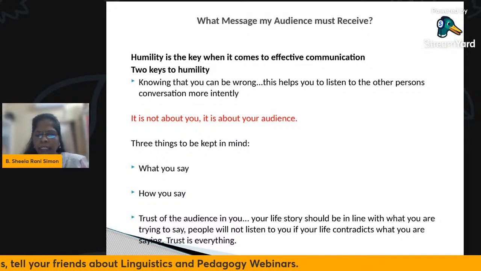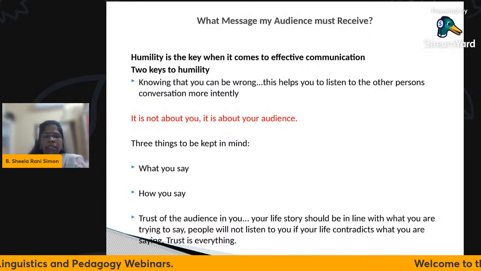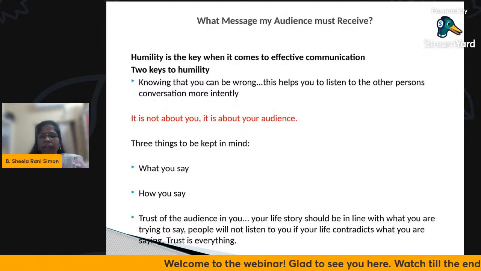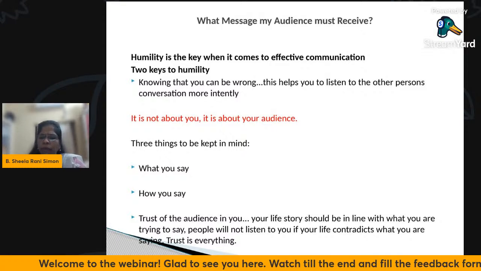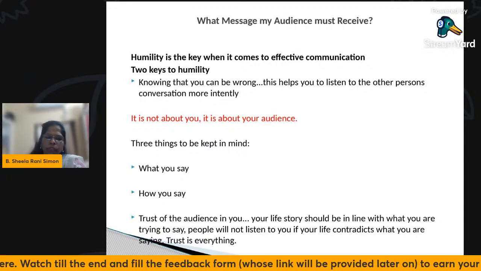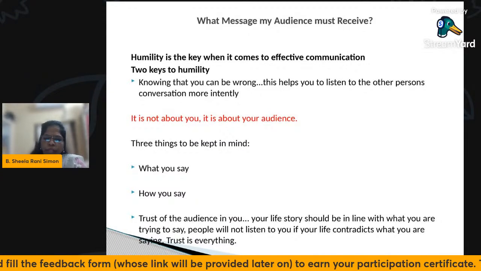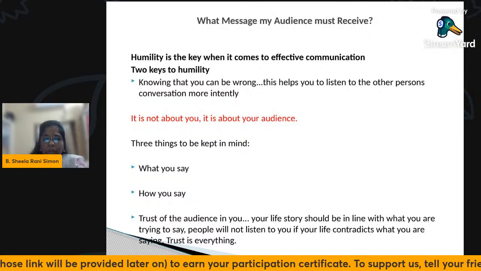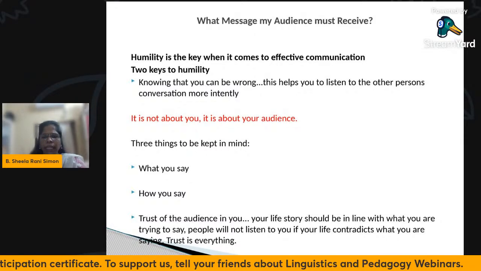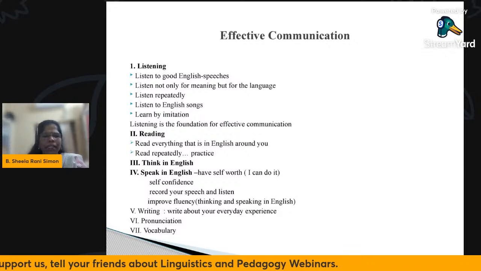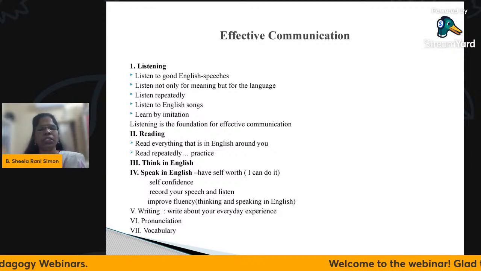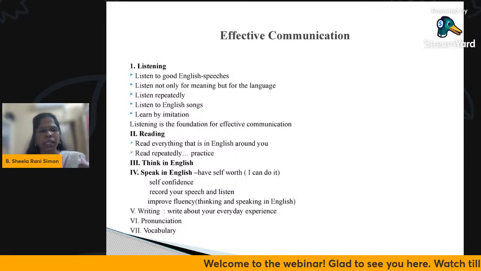So I guess the entire crux of effective communication, the goal of effective communication is to build relationship. The goal of effective communication is to keep the relationship going, the conversation going, to bond with people. And this bonding happens when you are humble, when you show interest, when you are open, and when your audience have the element of trust in you, and that trust is built through your life story. Then, if you look at this in a nutshell, I have given what effective communication is: reading, listening and reading.